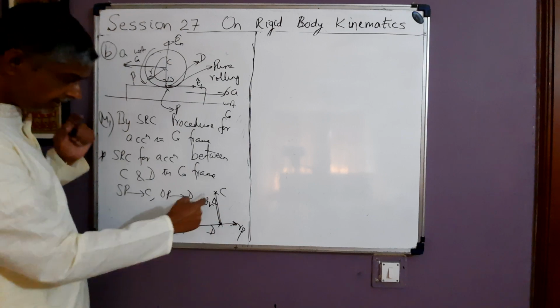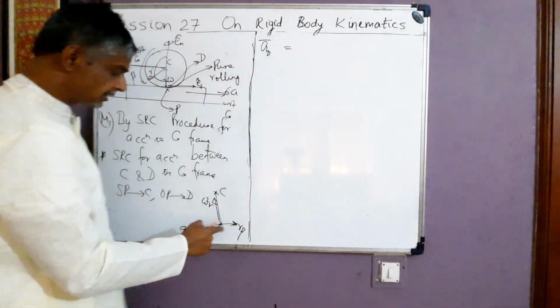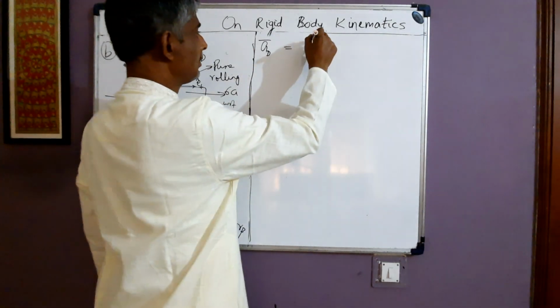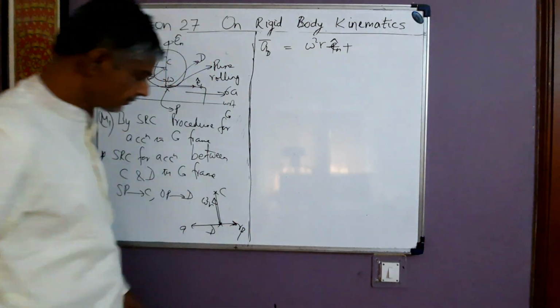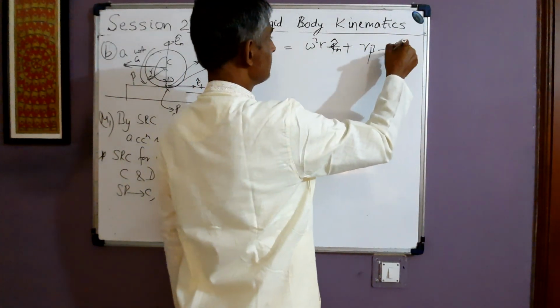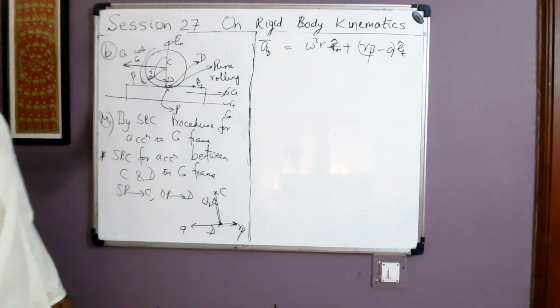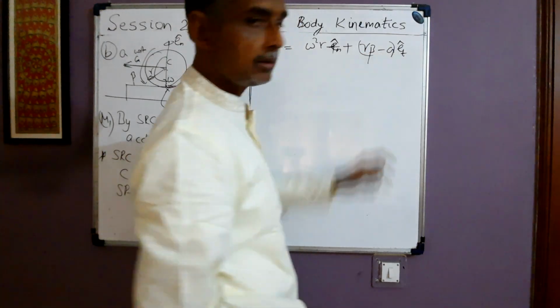So the acceleration of D is the vector sum of these 3. So the acceleration of D with respect to ground is just omega square R into EN hat plus (R beta minus A) into ET hat. This is the acceleration of D. The component of acceleration of D in the tangent plane is R beta minus A.